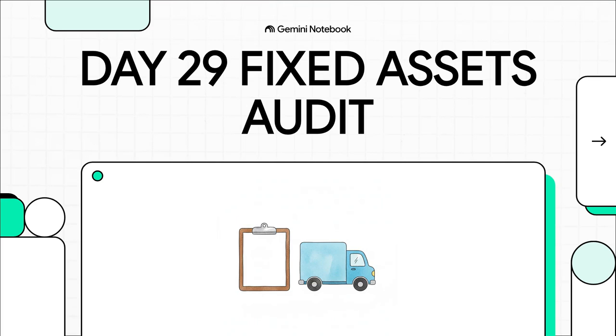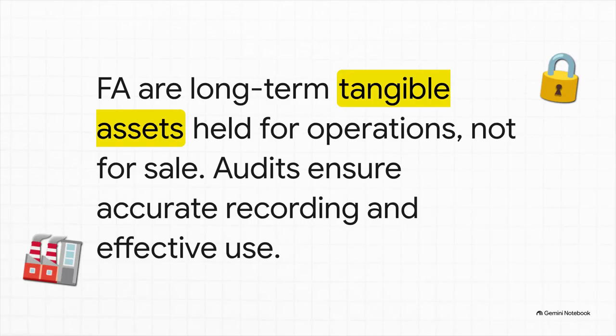Today we're jumping right into day 29 of the semi-hierarchy internal auditing series, focusing specifically on fixed assets audits. Getting your fixed assets right is absolutely critical for the financial health and operational efficiency of literally any organization, so let's dive right in. Let's get our foundational definition out of the way first.